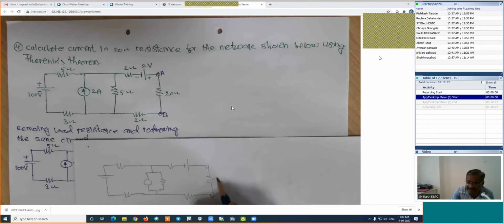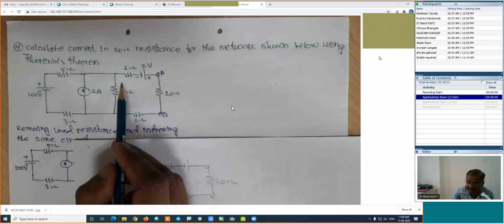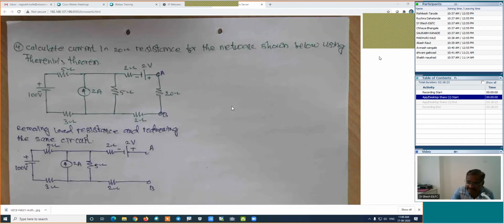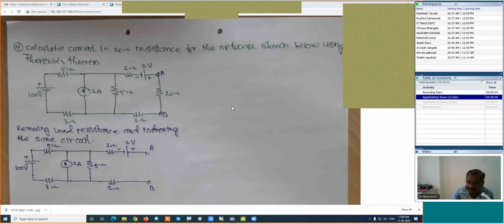This will be the 20. Is it right? And this is 2 ampere, and this current is the 2 ampere, and this will be the 5 ohm resistance. Is it right? This combination can be shown something like this. That may be the case. Now here I will come back to you, and we will discuss a few things, and then we will try to solve this problem.